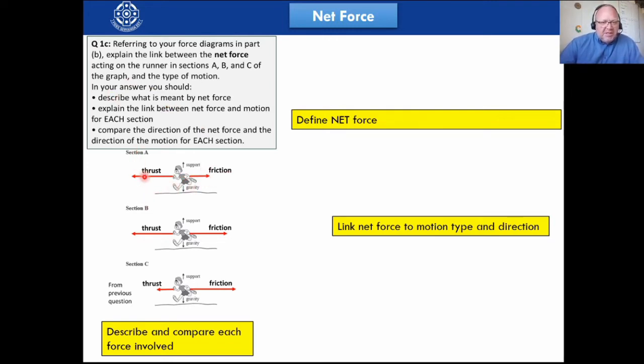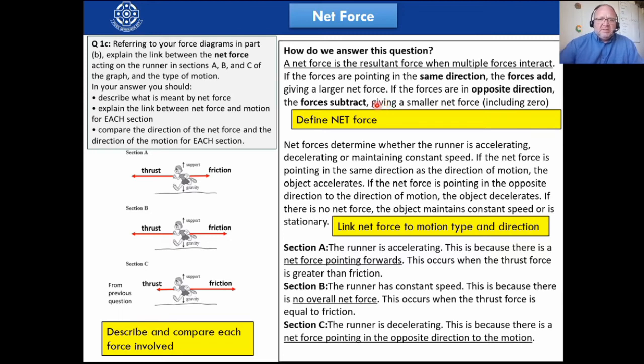So in all of those, you need to be able to say what is happening with the force. In section A, first of all, define net force. A net force is the resultant force when multiple forces interact. If the forces are pointing in the same direction, the forces add up, giving a larger net force. If the forces are in opposite direction, the forces subtract, giving a smaller net force. Okay, so in this case, the thrust is bigger than the friction.